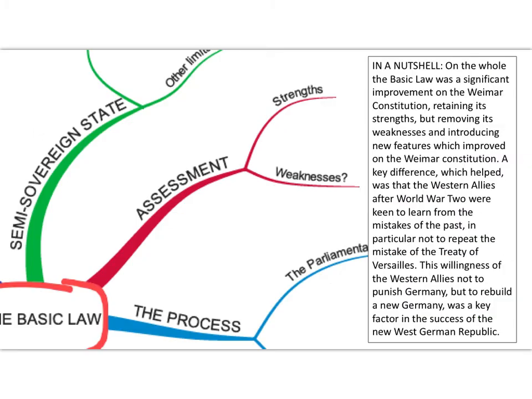And then the final strand is really an assessment, just to pull it all together. You need to be able to articulate the strengths and the weaknesses of this new West Germany. So in a nutshell, on the whole, the Basic Law was a significant improvement on the Weimar Constitution. That's obviously got to be a key point, because it retained its strengths, but it removed its weaknesses, and it introduced new features which improved on the Weimar Constitution. So that's your narrative, in a sense, when you're writing about the Basic Law in the examination.